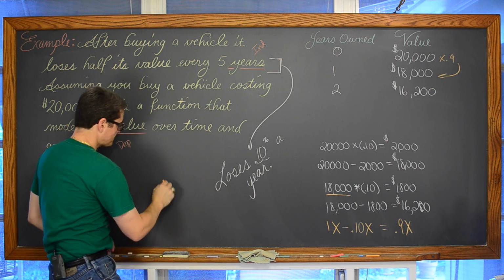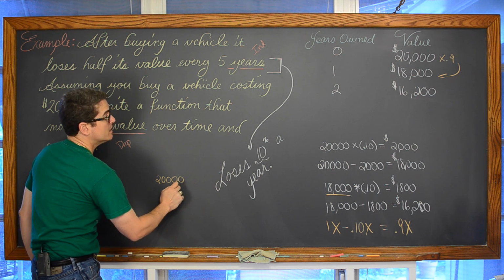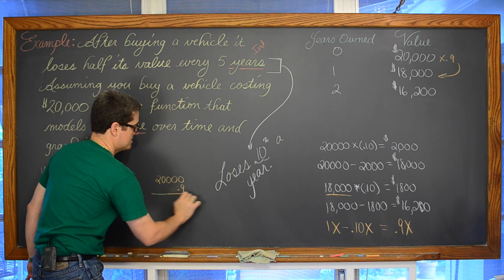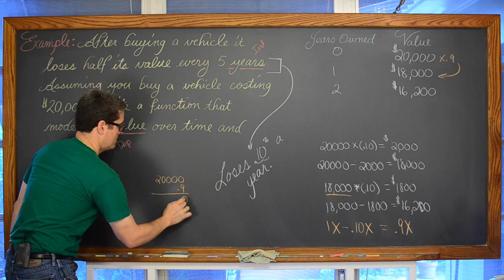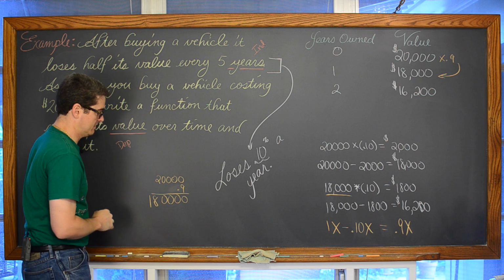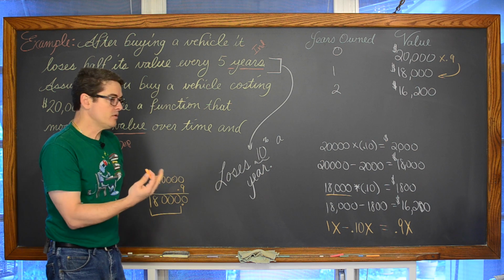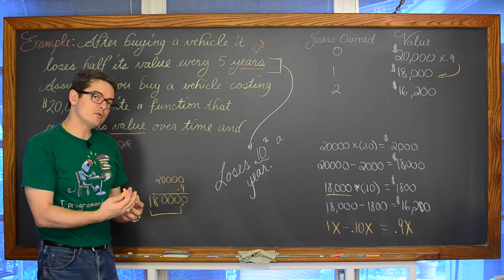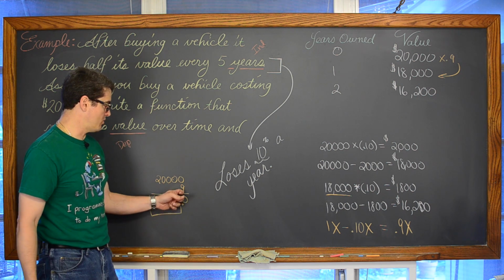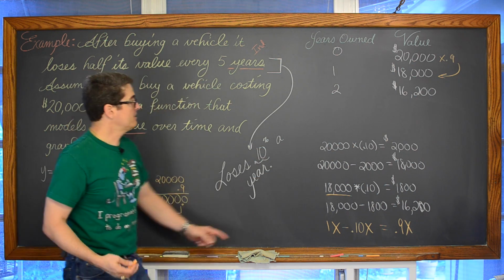Let's see if that works. 20,000, and let's multiply that by 0.9. Let's see if we get that same 18,000. 9 times 2 is 18. But there's a 0.9 there, so we have to move this decimal over. And yes, if you lose 10% of the value of your vehicle, you can calculate the new value by simply multiplying by 0.9, because you're keeping the other 90%, instead of doing this two-step process. And we get that 18,000.